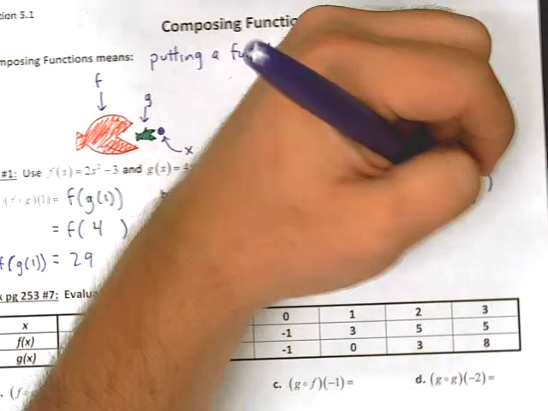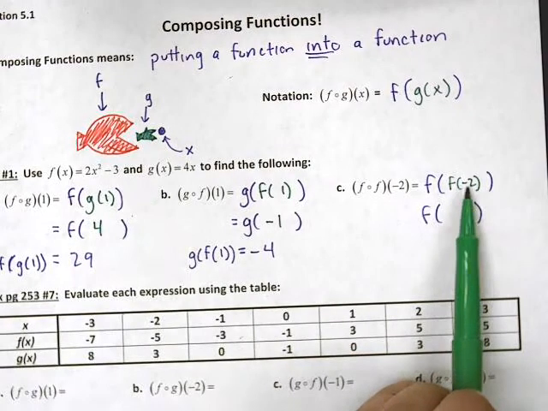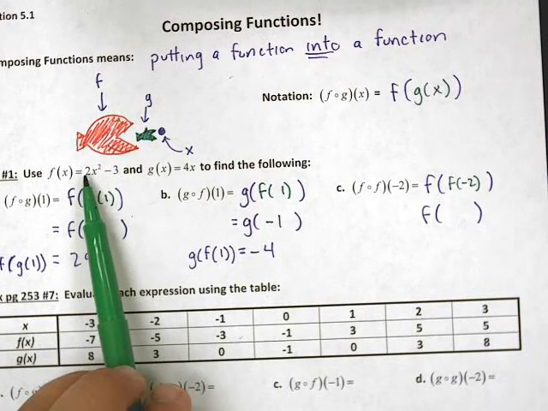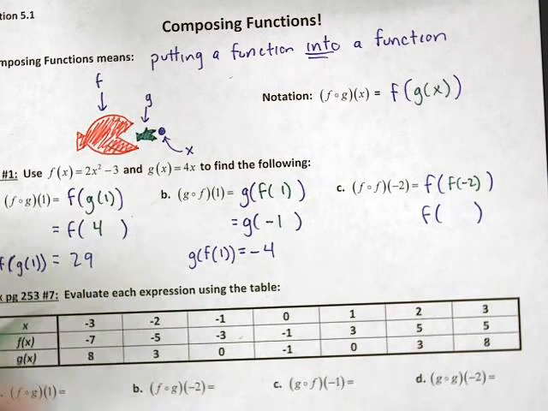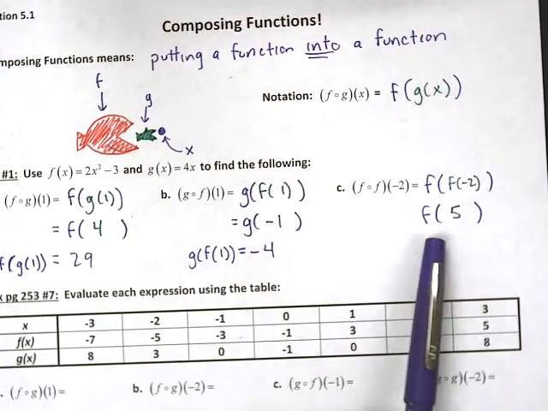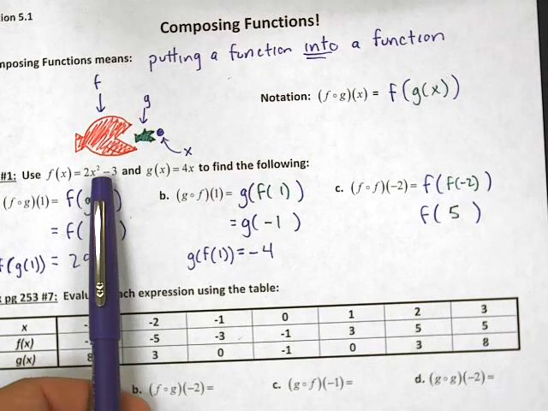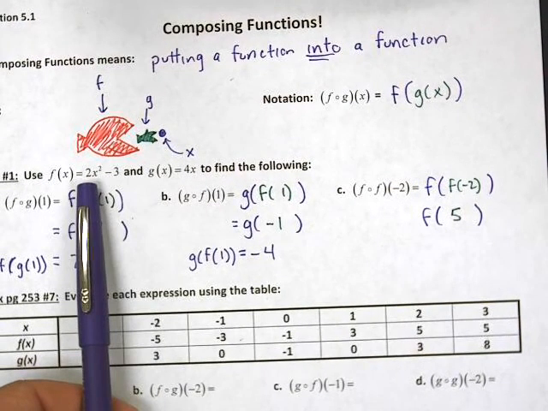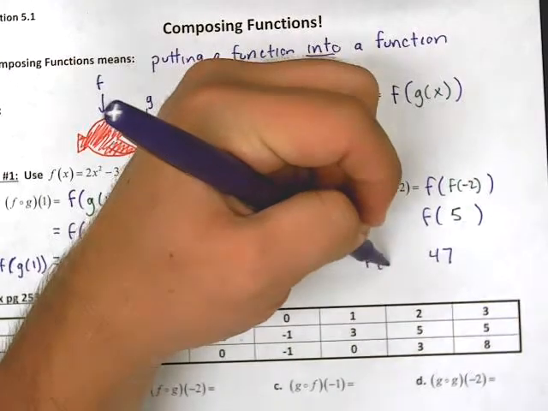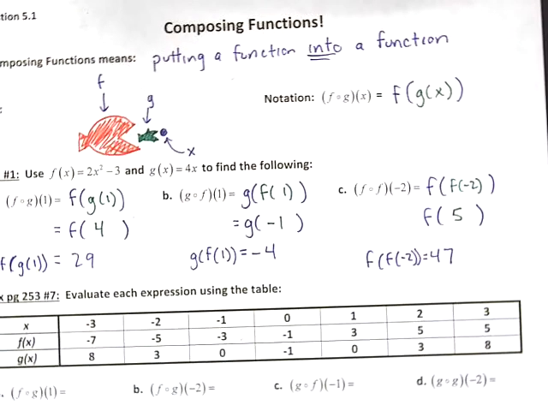So I have f, and then what do I have to do? I have to put negative 2 into the f function. So negative 2 squared is 4, 4 times 2 is 8, 8 minus 3 is 5. And now it tells me to put 5 back into the f function. 5 squared is 25, 25 times 2 is 50, 50 minus 3 is 47. So f of negative 2 is equal to 47.